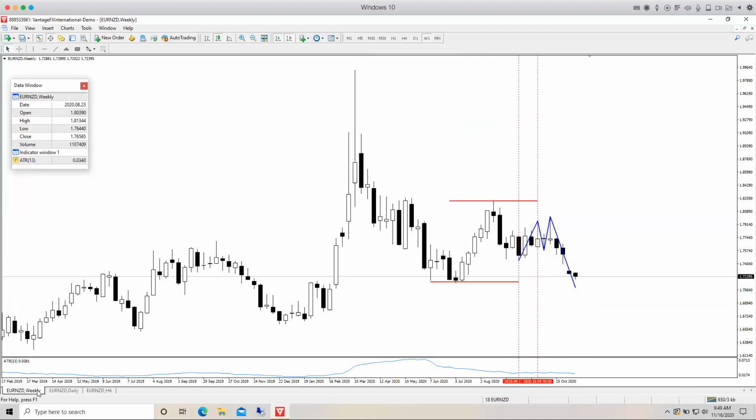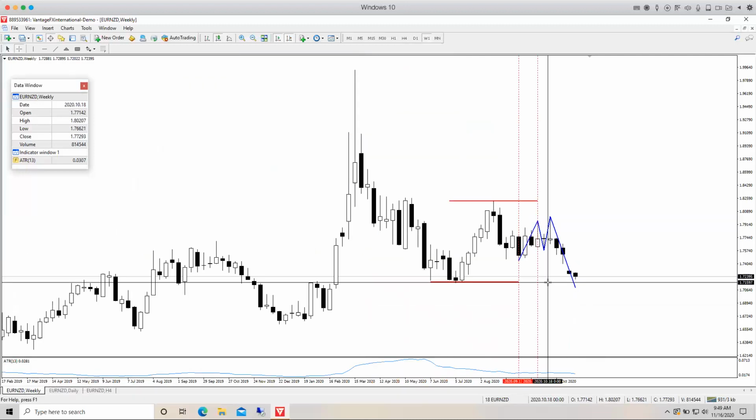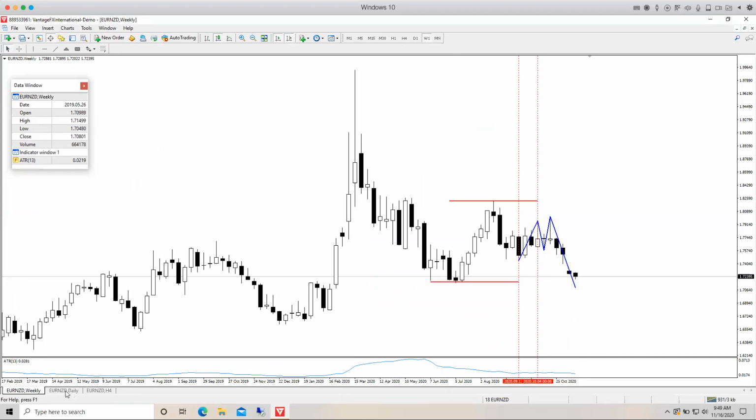Let's just also quickly look at the weekly time frame. Once again, it did test outside of this last week, but all the closes were inside of that channel.